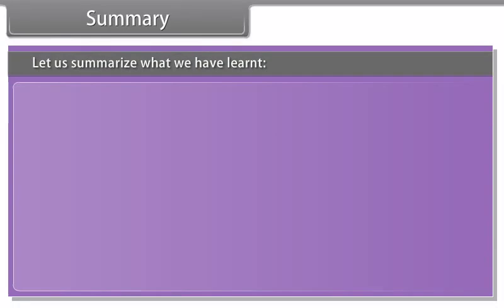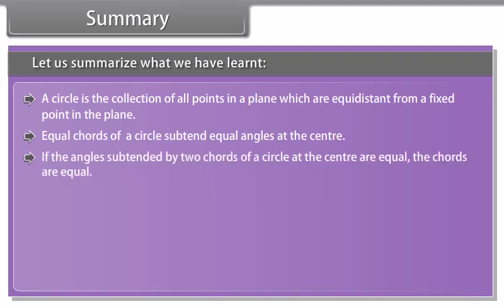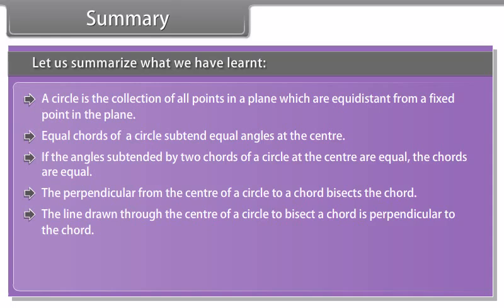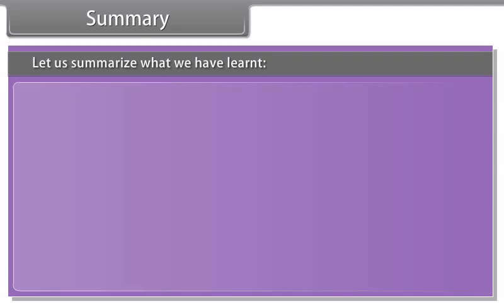Summary. Let us summarize what we have learned. A circle is the collection of all points in a plane which are equidistant from a fixed point in the plane. Equal chords of a circle subtend equal angles at the center. If the angles subtended by two chords of a circle at the center are equal, the chords are equal. The perpendicular from the center of a circle to a chord bisects the chord. The line drawn through the center of a circle to bisect a chord is perpendicular to the chord. Equal chords of a circle are equidistant from the center. Chords equidistant from the center of a circle are equal.